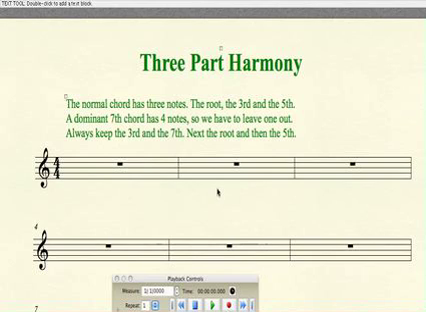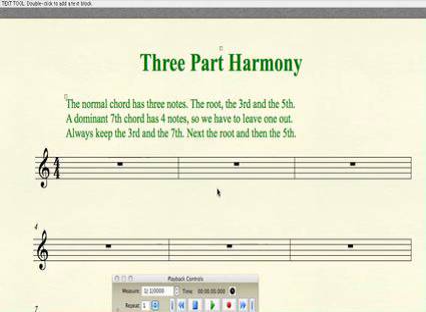The normal chord has three notes, the root, the third and the fifth. The problems come when we have a dominant seventh chord which has four notes, because we then have to leave one out. We always keep the third and the seventh. Next we choose the root if possible. If we can't have the root of the chord, then we have the fifth.